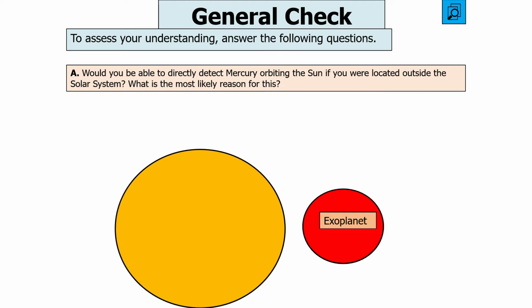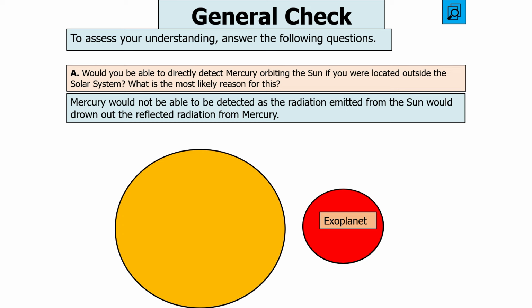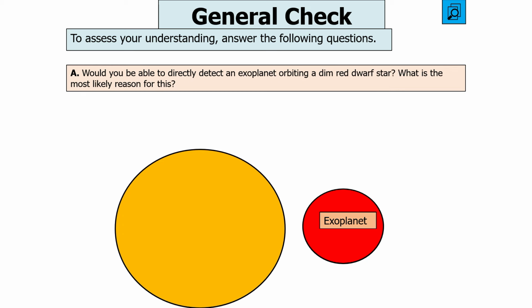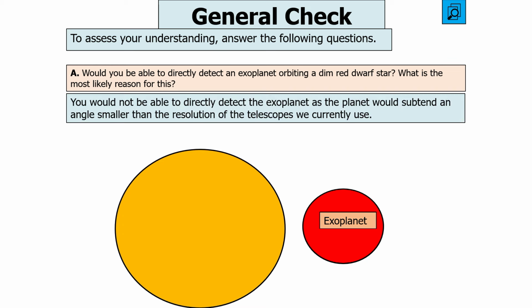Would you be able to directly detect Mercury orbiting the Sun if you were located outside the solar system? What is the most likely reason for this? Mercury would not be able to be detected, as the radiation emitted from the Sun would drown out the reflected radiation from Mercury. Would you be able to directly detect an exoplanet orbiting a dim red star? What is the most likely reason for this? You would not be able to directly detect the exoplanet, as the planet would subtend an angle smaller than the resolution of the telescopes we currently use.